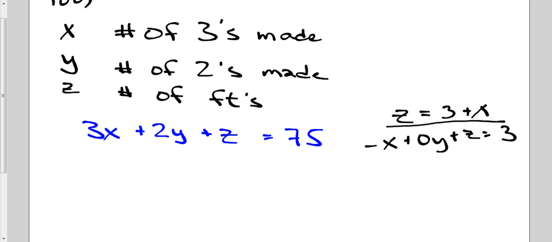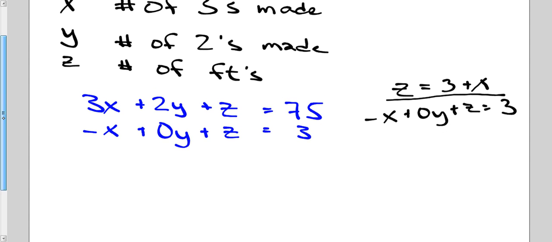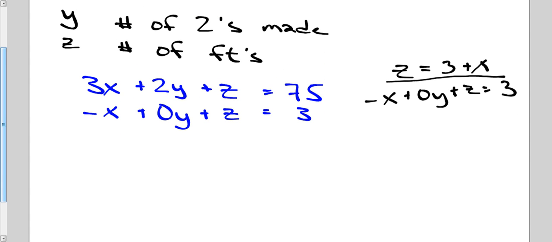All right, so I'm going to write that in blue. Negative x plus 0y plus z equals 3. And then, what's my last equation going to be? Alex is saying z equals y minus 6. What is the sentence that you got that from, Alex?